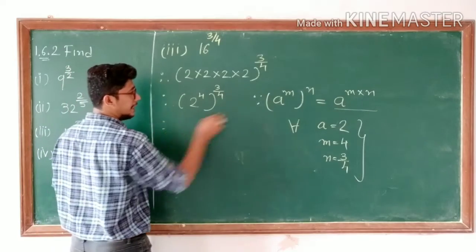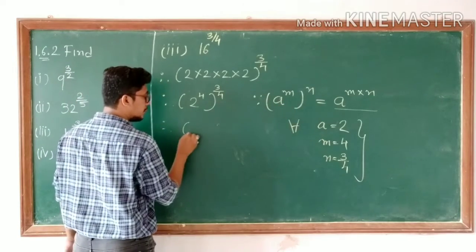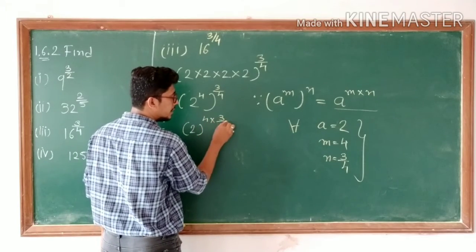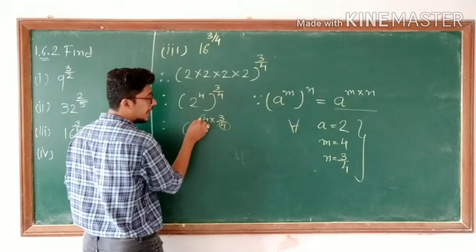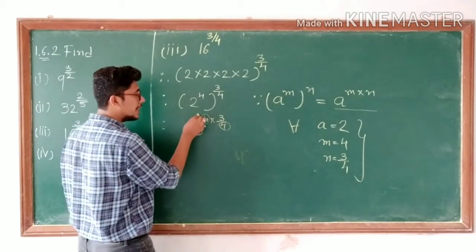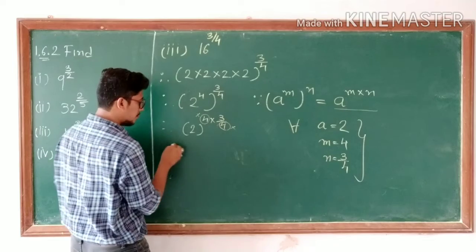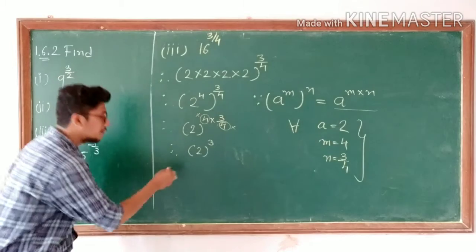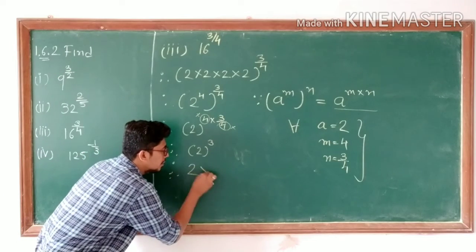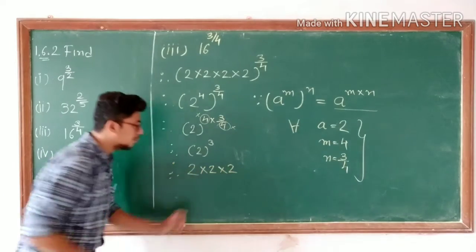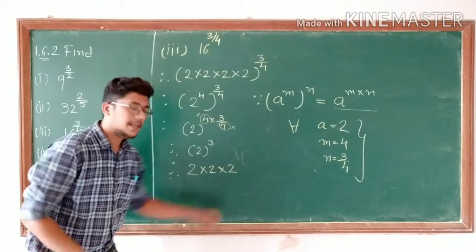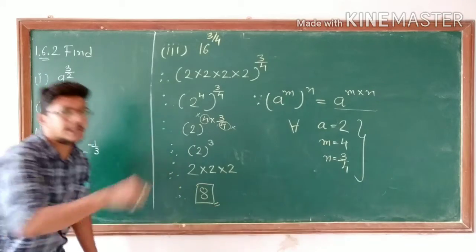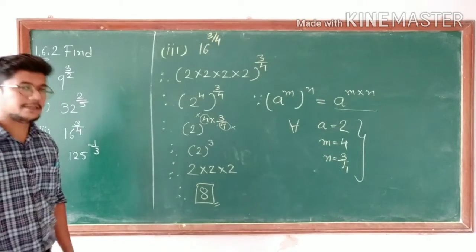Now, putting these values in the right hand side, you will get 2 to the power of m, which means 4 into 3 upon 4. Denominator and numerator are the same, so they can be cancelled directly. So here you are getting 2 to the power of 3. 2 to the power of 3 can be written as 2 into 2 into 2. 2 2s are 4, 4 2s are 8. So here your final answer will be 8. Yes or no? Yes.